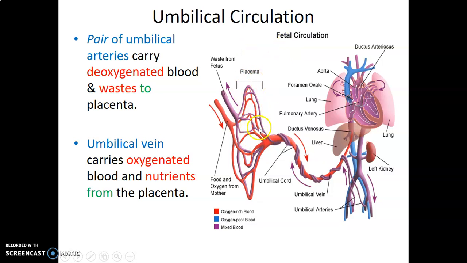So we have the umbilical circulation. This is at the placenta. Then you have umbilical vessels here, a pair of umbilical arteries. Umbilical arteries carry deoxygenated blood and waste from the fetus's body to the placenta for exchange, while the umbilical vein carries oxygenated blood and nutrients from the placenta to the fetus. So the umbilical artery carries deoxygenated blood, and the vein carries oxygenated blood, unlike in the rest of the body, where arteries carry oxygenated and veins carry deoxygenated blood.